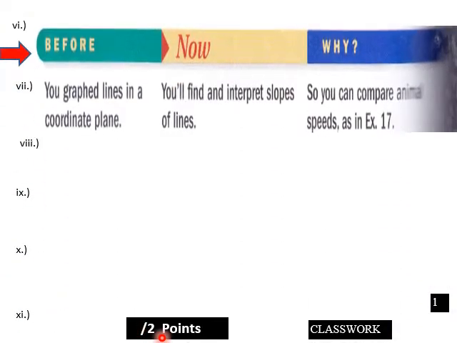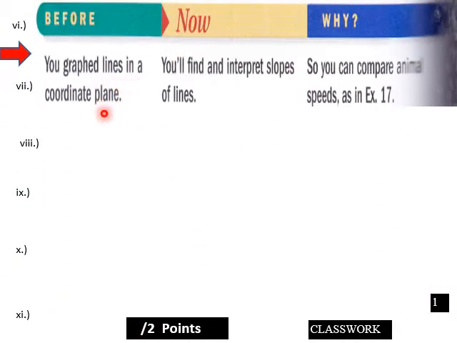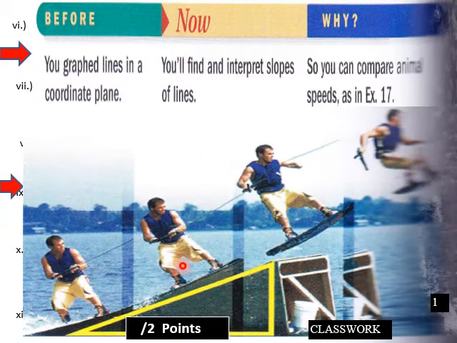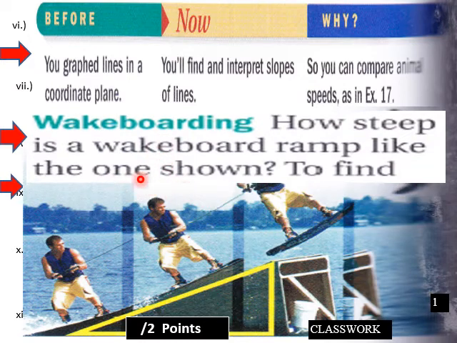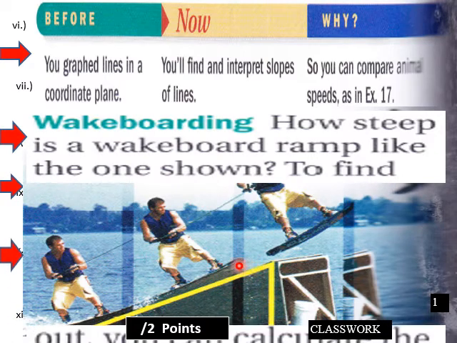Okay, into our lesson today. You've graphed lines in the coordinate plane. You'll find and interpret slopes of lines. Like this here, this is a slope using a triangle. How steep is a wakeboard ramp, like the one shown? So what is the slope of this line here?